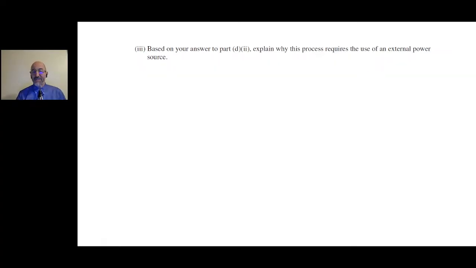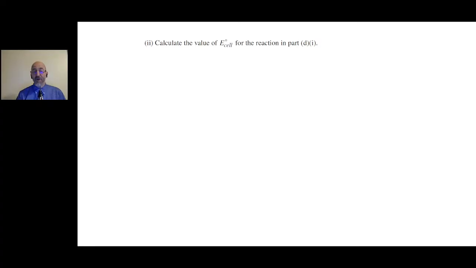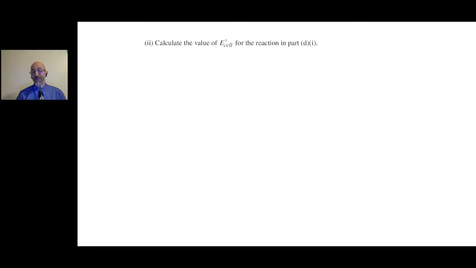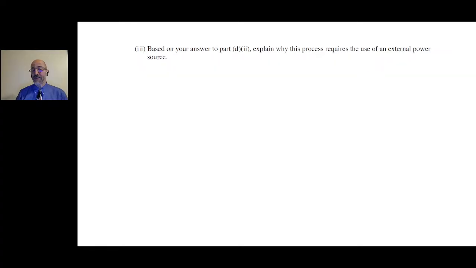So it's kind of hard to do error carried forward. If you got a positive cell potential and then you justified why it needs an external power source, it's not really consistent with that. So that might be your clue that maybe I should make sure that that cell potential is negative since it's not thermodynamically favored and requires an external power source.